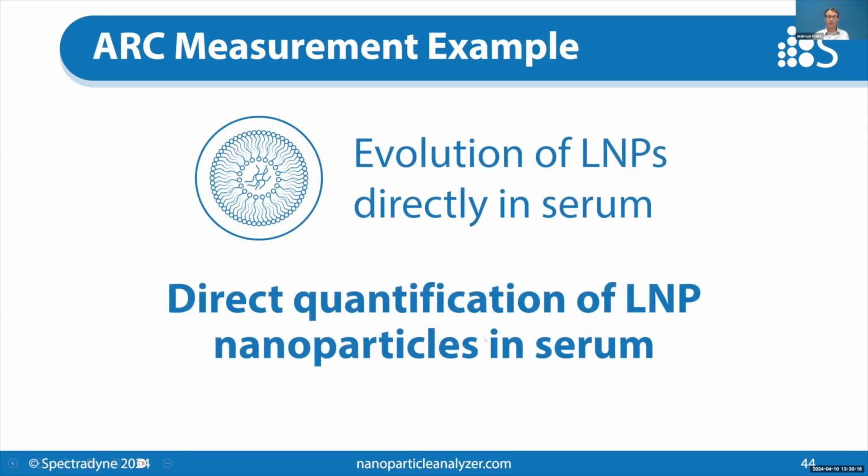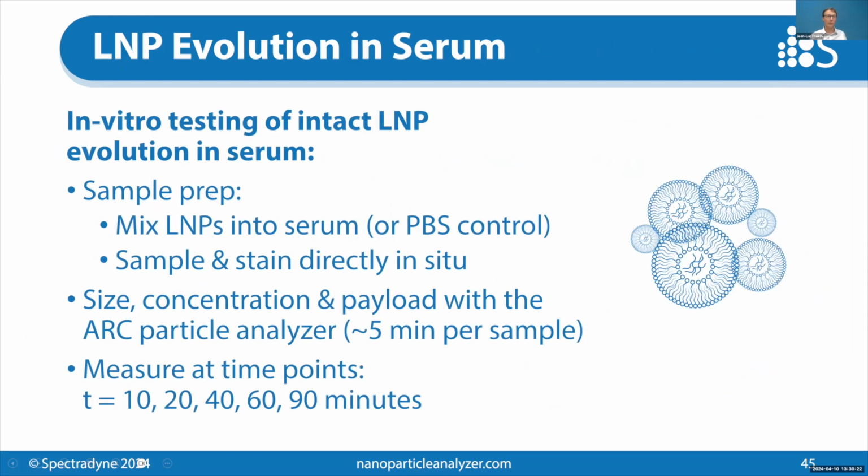Okay, so now let's do it for real. Let's use LNPs and spike them into serum. In this example, what we did was we mixed LNPs into serum, or we used a PBS control, so we'll show that also. We stain the LNPs directly in the plasma mixture, and then we sample them over time. At each time point, we take the particles out, stain them, and then measure them on the Arc.